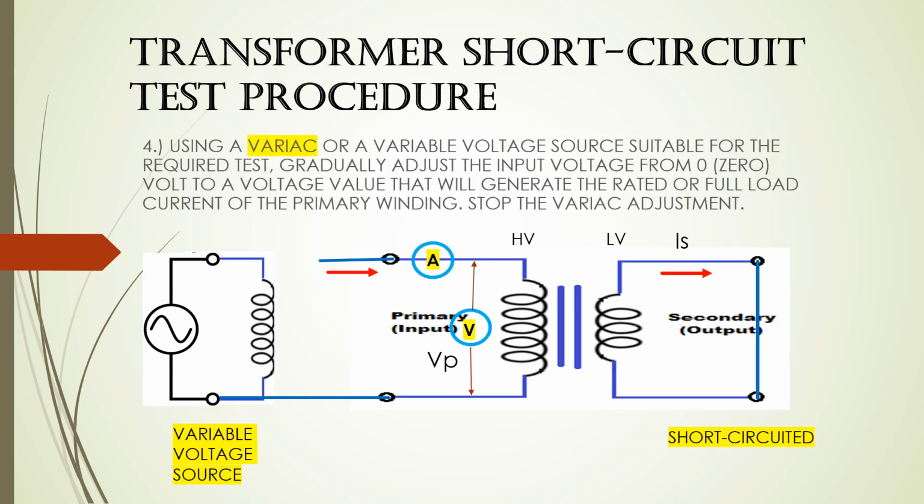And the fourth step is using a variac or variable voltage source suitable for the required test. Gradually adjust the input voltage from 0 volt to a voltage value that will generate the rated or full load current of the primary winding. Stop the variac adjustment. So the voltage is adjusted here until we get the rated primary current, which in this case is 70 ampere.